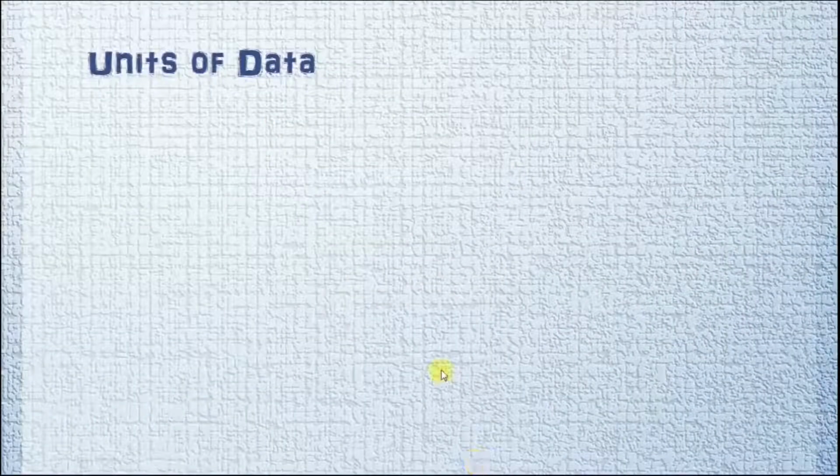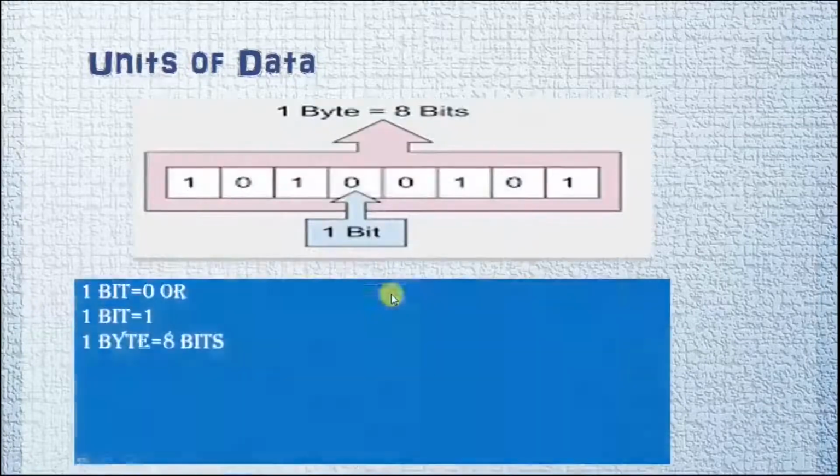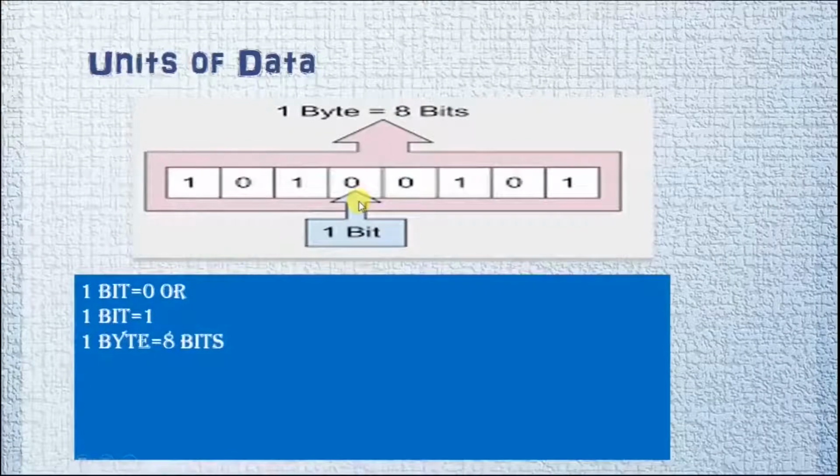So before going into the detail of the number system, it is essential to understand the units of data in computers. As we said so, smallest unit is bit, which is either 0 or 1. And next unit is byte. So 1 byte is equal to 8 bits.